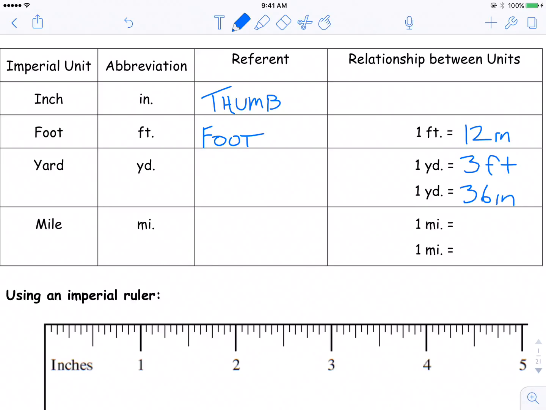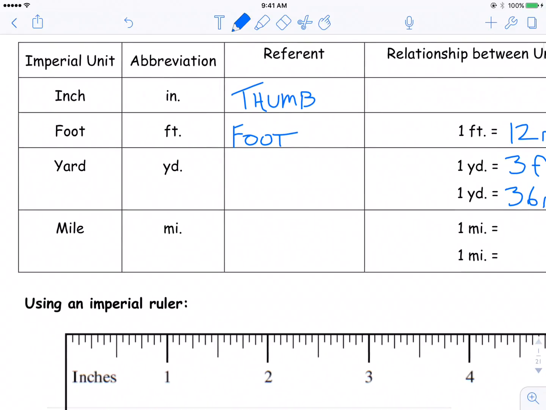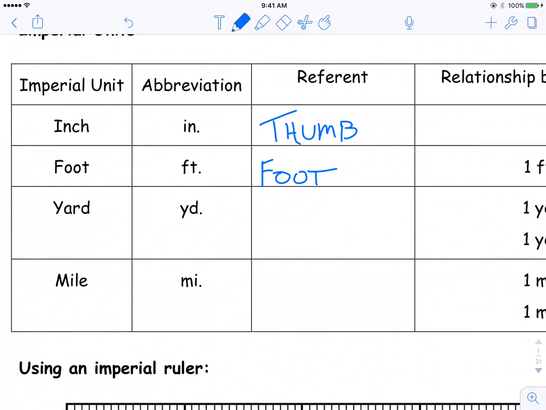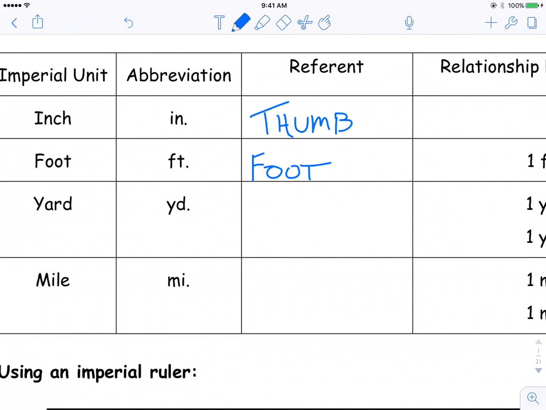But a referent for a yard, for many people, would be from the middle of their body to the tip of their finger. For obviously smaller, shorter people, maybe a little bit more than that. For taller people with longer arms, it would be maybe a little bit less than that. But for many average people, it's what we call arm span, which measures from the middle of your chest to your fingertips.